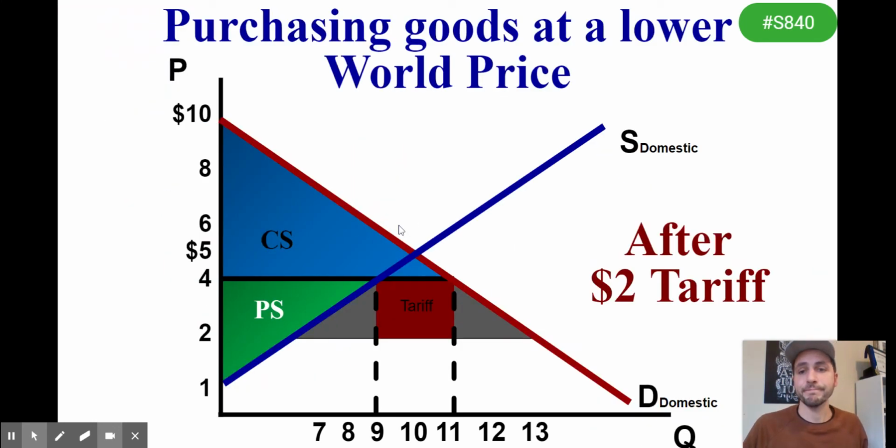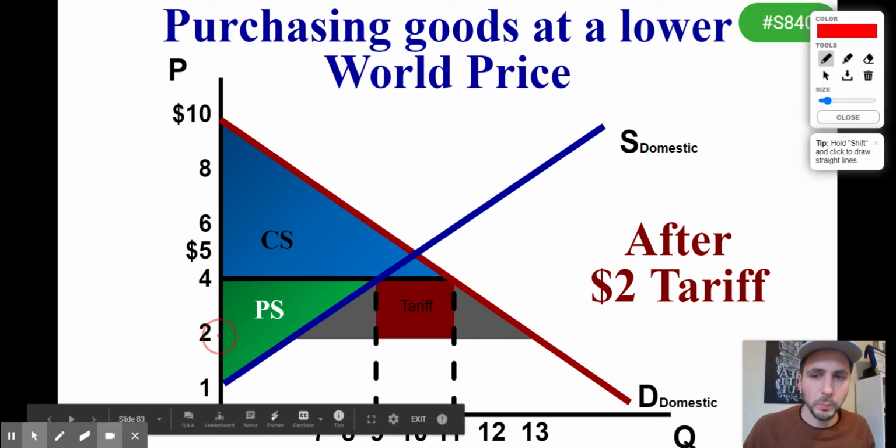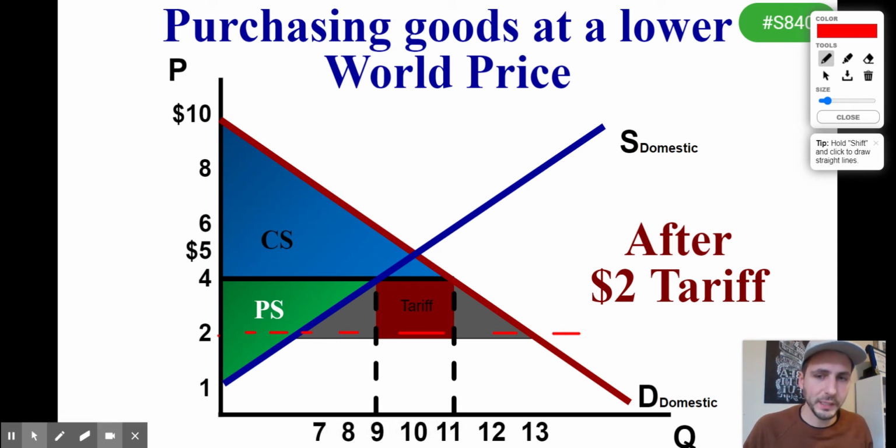Okay, let's get into it. What's it look like? It looks like this. I'll break this down for you. We originally had a world price of $2. We had a huge consumer surplus, tiny producer surplus. We had a $2 tariff. That $2 tariff is just added onto our world price. So now we have a functional price of $4. That $4 is just world price plus tariff.